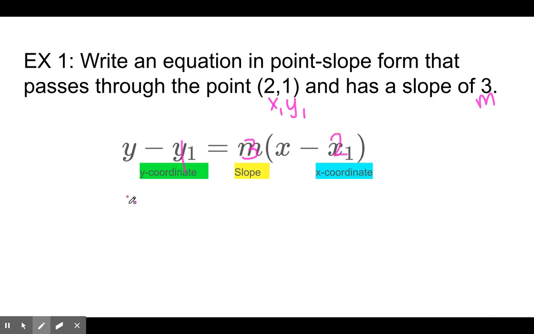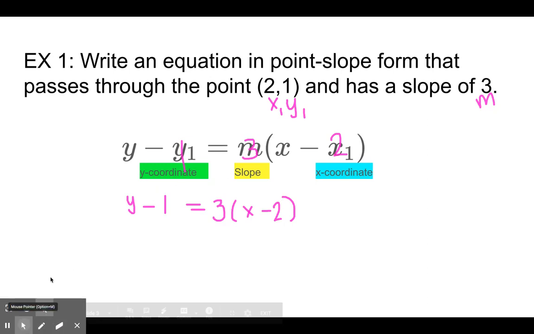And so then our equation would be y minus 1 is equal to 3 times x minus 2. And that's it. We now have an equation that is in point slope form. It has a slope of 3 and it goes through the point 2, 1.